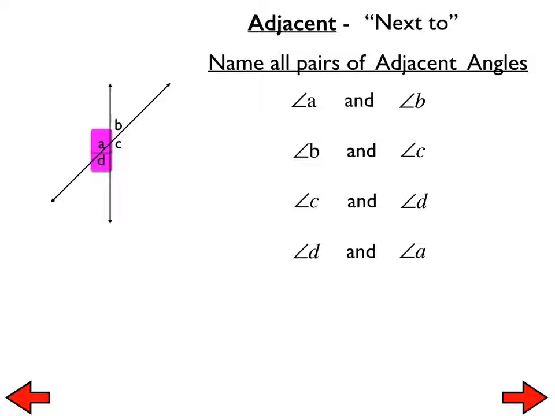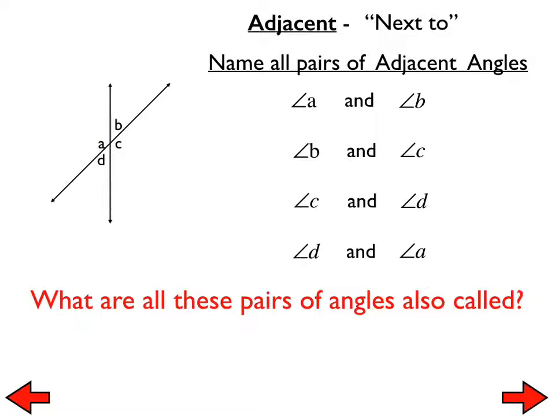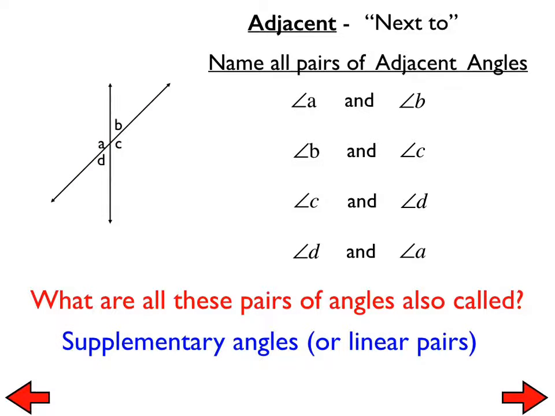Now, in this particular picture, those adjacent angles also happen to be supplementary. And since they are making a straight line like this, what is that special word where they are adjacent and supplementary? What's that called? Linear pair. Very good. So these are also called linear pairs.